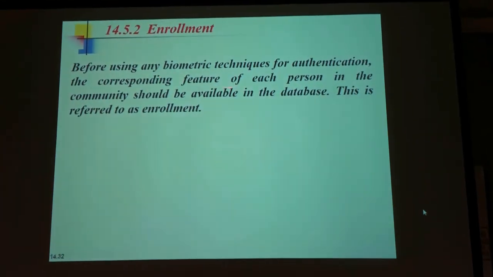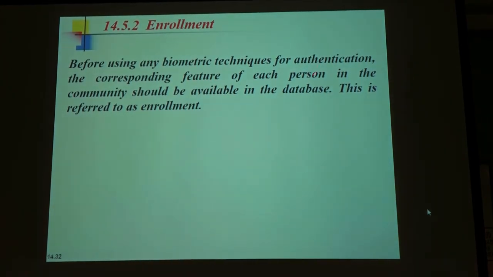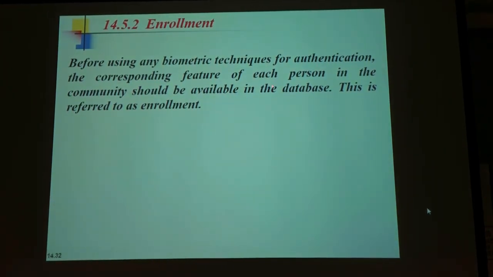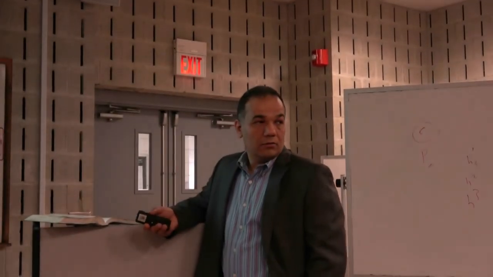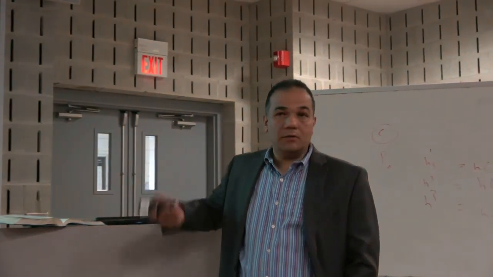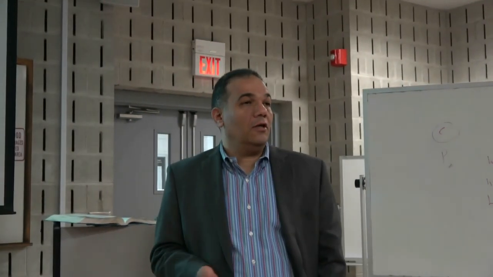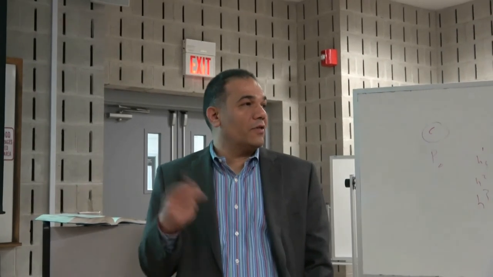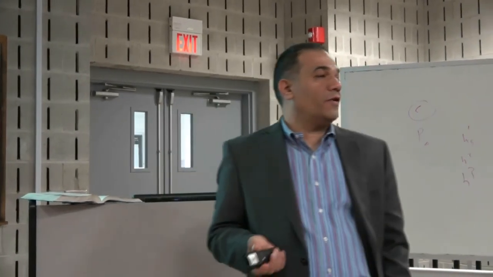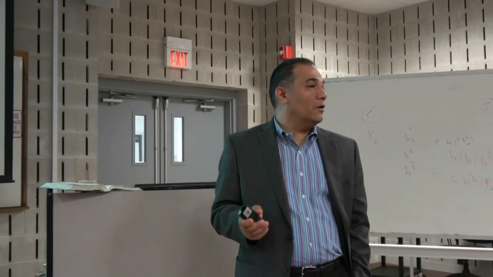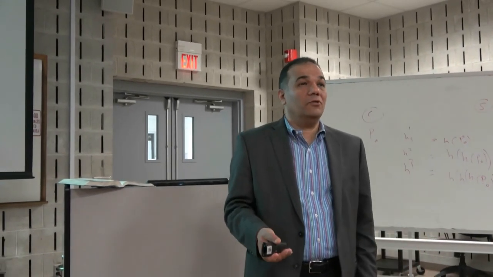Before using any biometric technique for authentication, the corresponding feature of each person in the community should be available in the database. For example, for face recognition applications, you could have a database with all criminals, a central database in the United States. All the cameras in public, when they capture a face, compare it to the database. But you have to have a database first to compare with.